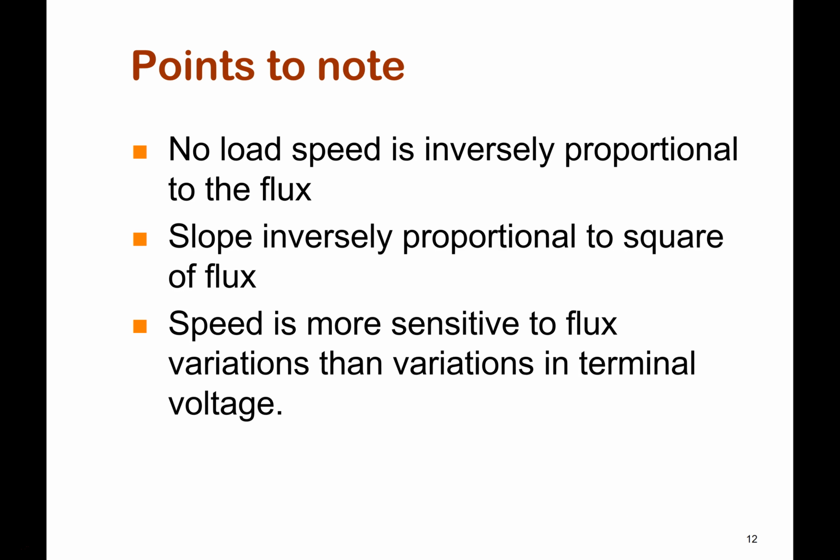So that is one of the interesting things for flux weakening that you can't achieve by using the other methods. And some points to note: no load speed is inversely proportional to the flux. The slope is inversely proportional to the square of the flux, and the speed is more sensitive to flux variations than variations in terminal voltage. So while you may have to change the terminal voltage a lot to get your changes in speed, you could use a little bit of flux change to achieve the same thing.